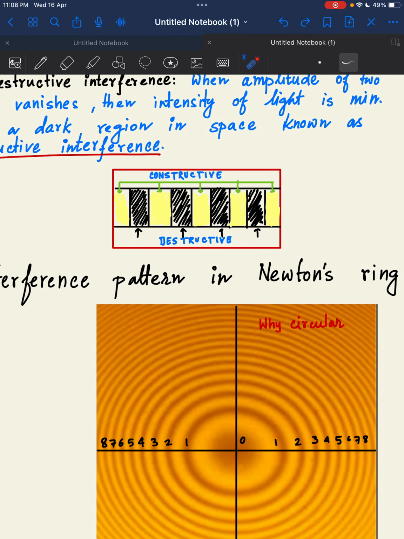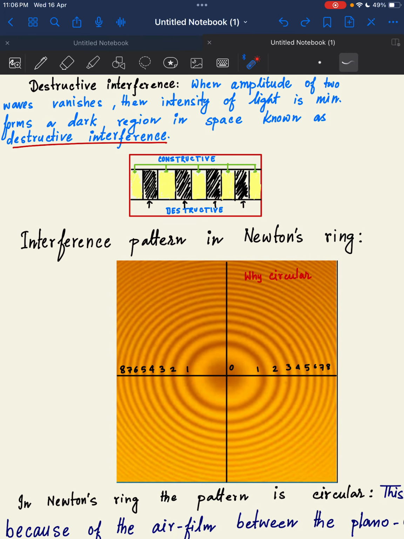Now if we go to destructive interference, these regions are all black. These are the regions where destructive interference patterns are formed. When the amplitude of waves vanishes, then the intensity of light is minimum, and this forms a dark region in space. This is known as destructive interference. Now if you remember, I will just write down the path difference between two rays. For constructive interference, it was 2n into lambda by 2.